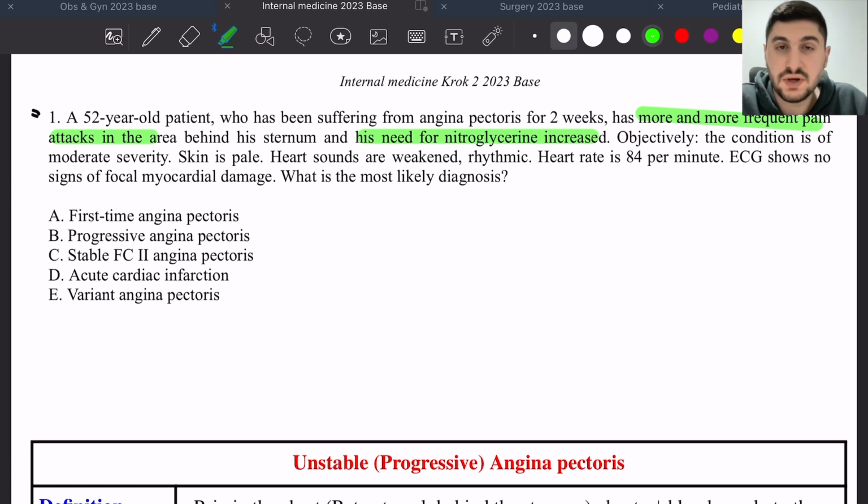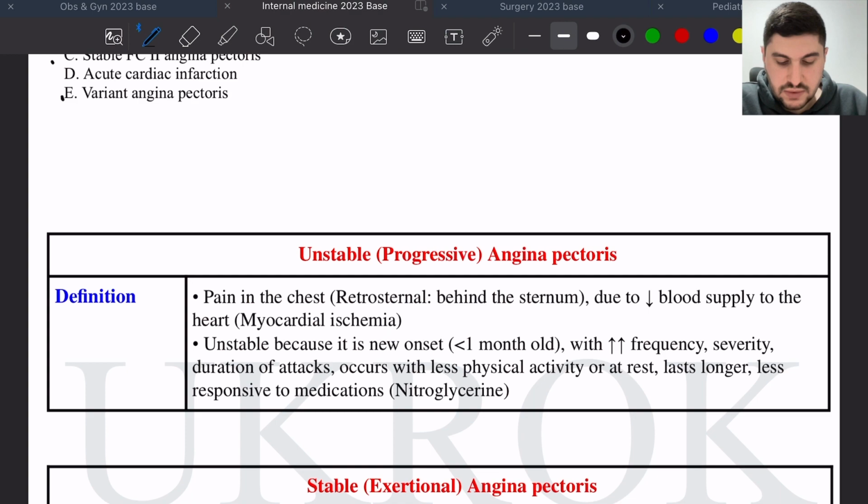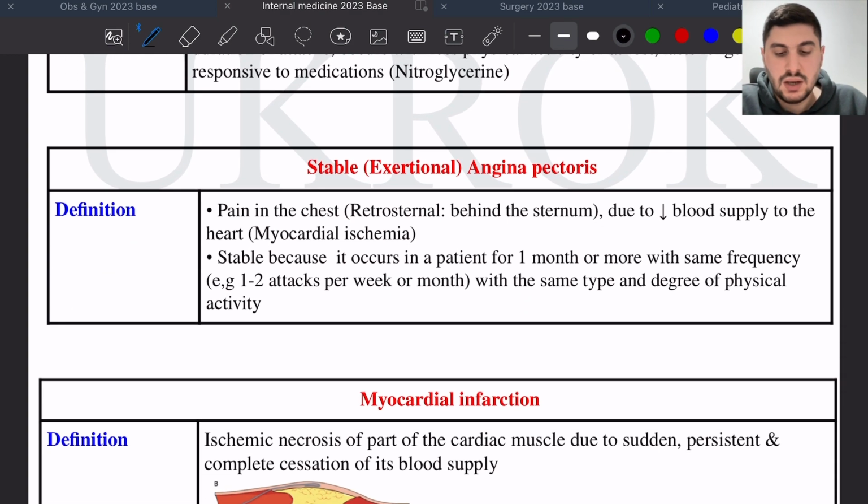So angina pectoris is very important for Krok 2, because it is as important in real life and clinically. So they try to bring a lot of questions about it and cardiology in general. You need to understand all types of angina pectoris and how to differentiate it from myocardial infarction. First of all, you see in the options angina pectoris, first time, progressive and stable, myocardial infarction, variant angina pectoris. Let's see first of all about stable angina pectoris, how it's defined.